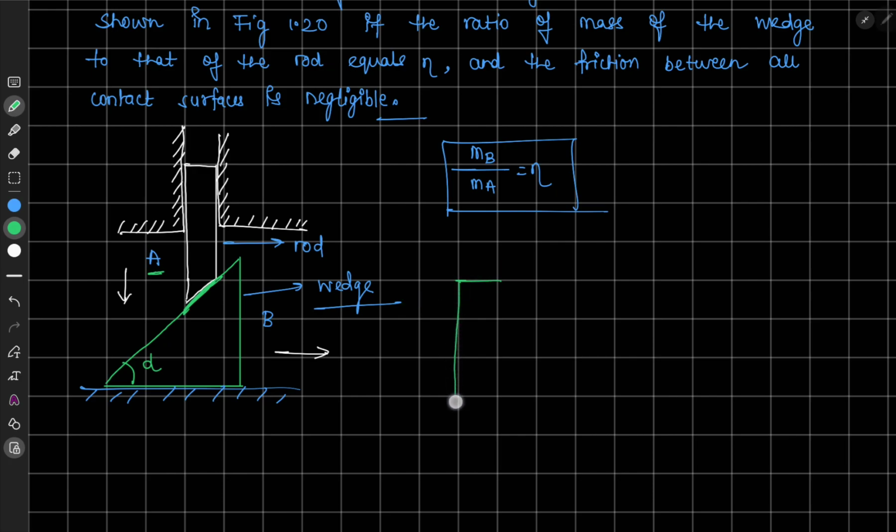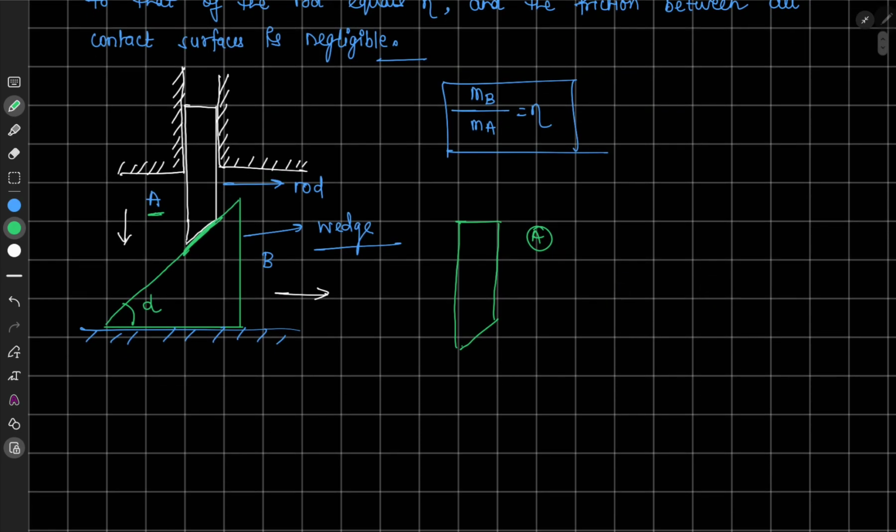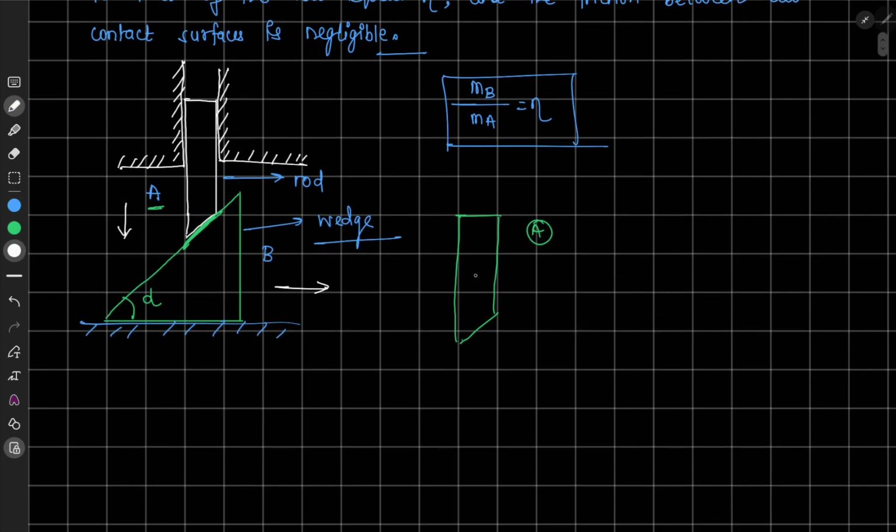So let us first draw the free body diagram of rod. So this is A. Let us assume that the mass of this rod is m_A. So the gravitational force on this rod will be m_A times g. This is the gravitational force acting on this rod, and we will have the normal reactions N1 and N2 because of these two surfaces, and we will have the normal force from the wedge on this particular surface. Let us call it N.